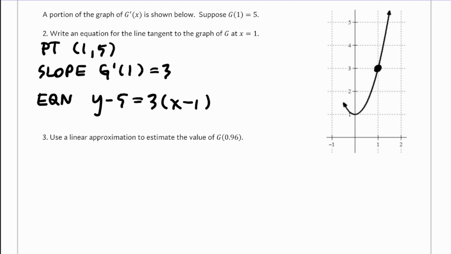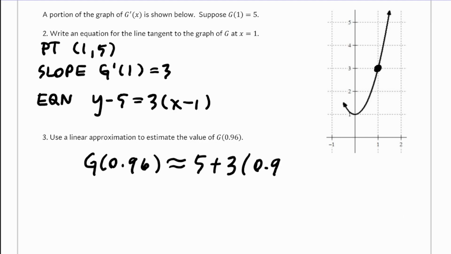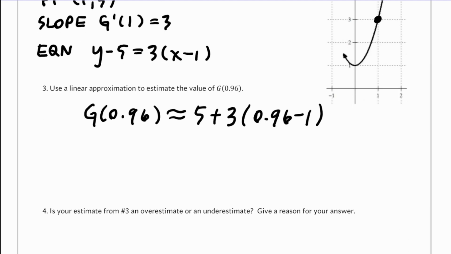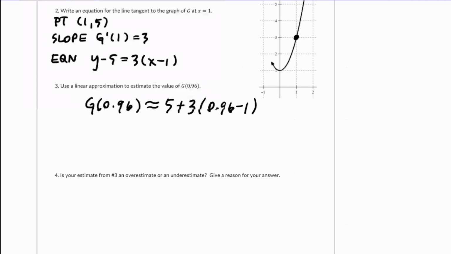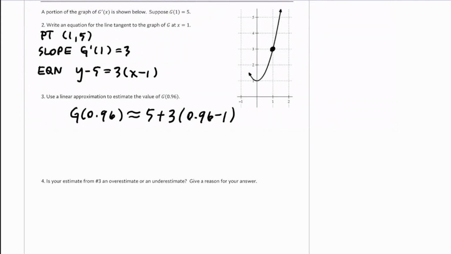And then if they want us to use linear approximation to estimate the value of g of 0.96, I might just plug in 0.96 for x right there, and then solve for y, and say that's my approximate value for g of 0.96. So it's going to be approximately equal to, I'll add that 5 over there, so 5 plus 3 times 0.96 minus 1. And if this is multiple choice, I'd get into the arithmetic, but on a quiz or free response or something like this, I'm just going to stop there. And then they're going to ask, is that estimate an overestimate or an underestimate? And to give a reason.